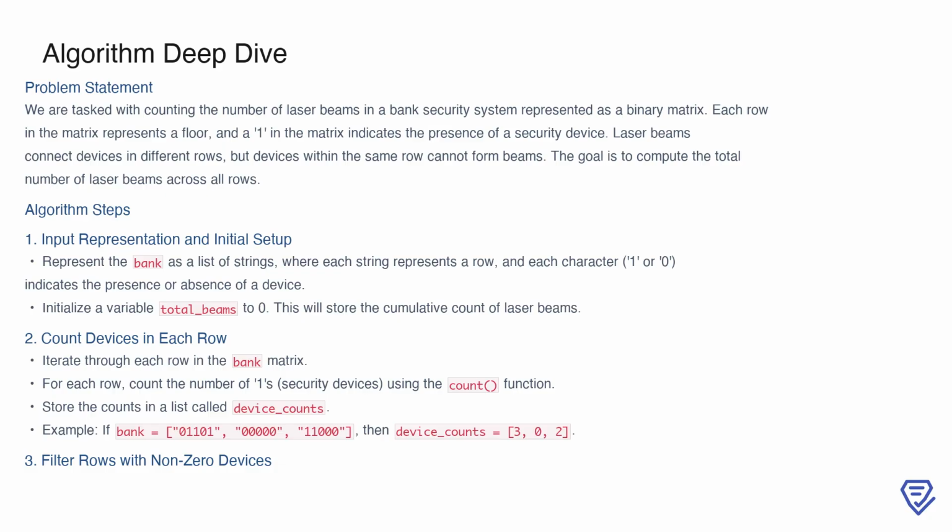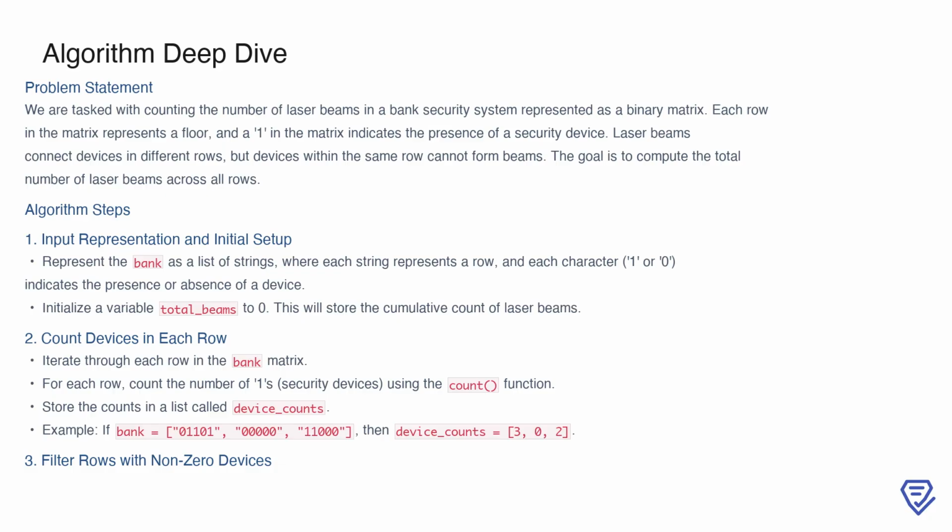To tackle this problem, we first represent the bank as a list of strings, where each string represents a row, and each character, either 1 or 0, indicates the presence or absence of a device. Then, we initialize a variable total_beams to 0, which will keep track of the cumulative count of laser beams. Next, we iterate through each row of the matrix to count the number of devices, represented as ones, using the count function. These counts are stored in a list called device_counts, making it easier to work with the data later.